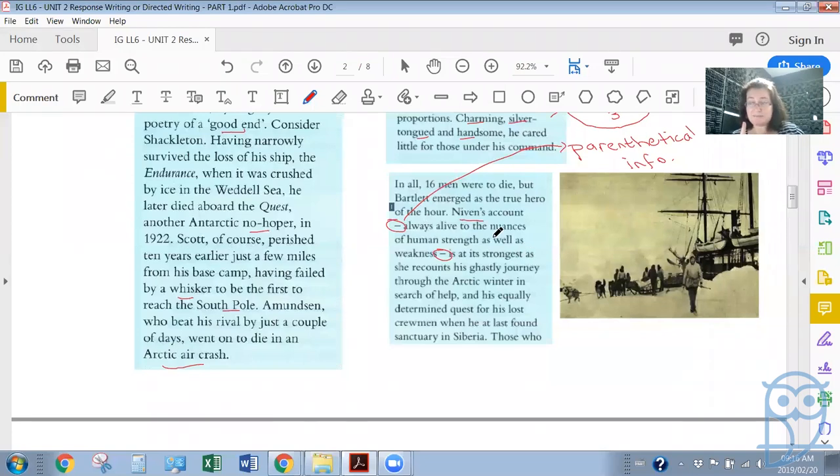And let's read it whilst you're thinking about your answers. Niven's account, always alive to the nuances of human strength as well as weakness, is at its strongest as she recounts his ghastly journey through the Arctic winter.